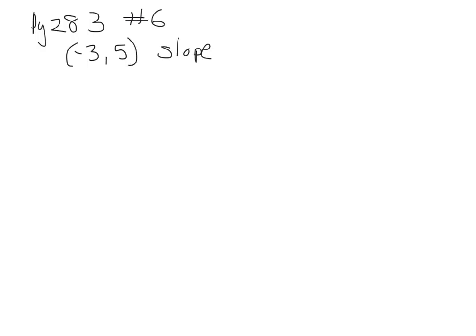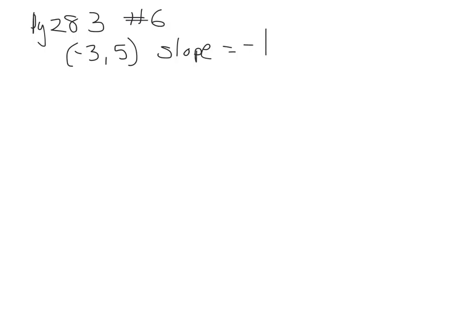Okay, I'm just going to give a second example. I'm using, on page 283, number 6. And we're going to do that problem together. So in number 6, they're telling me to write an equation of the line that goes through the point (-3, 5), and this line will have a slope of -1.